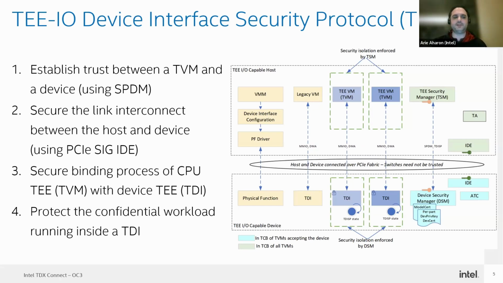The third responsibility is to define the secure binding process between the TVM and the TDI, the device interface TE on the device. The security model of this connection must ensure that the TVM, the TD inside the host, is able to first observe that the device is locked, then request the device attestation information and confirm the device configuration is done in the way that the TD accepts, and then the TD can independently accept the TDI into its TCB.